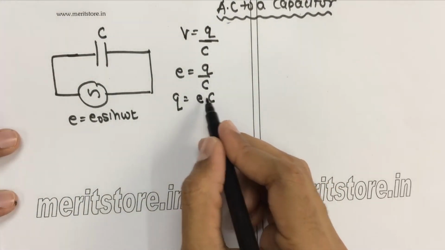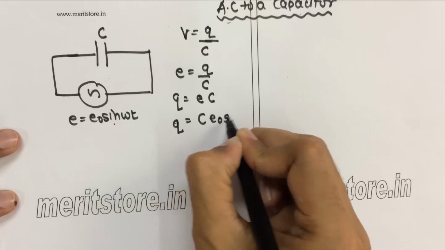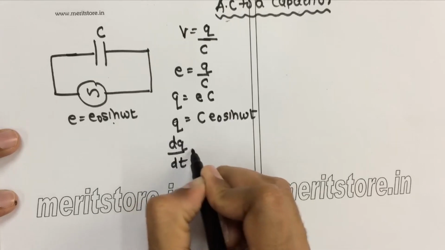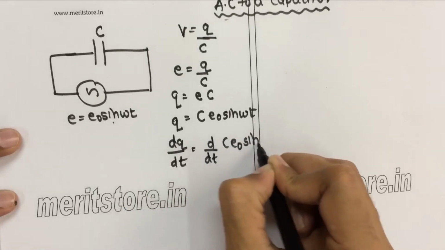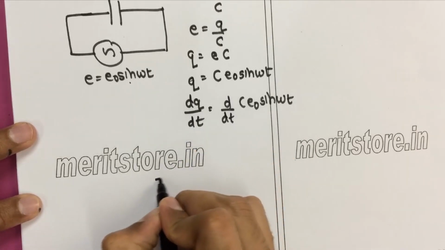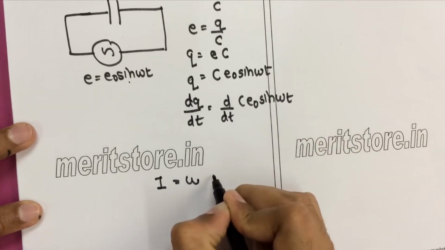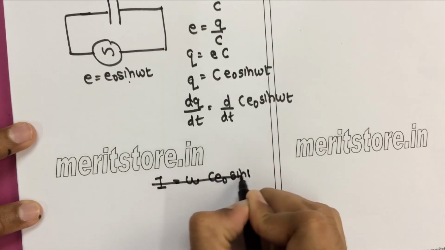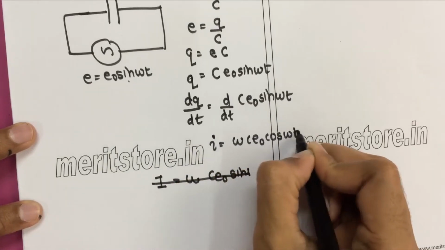Now your Q equation becomes Q equals E into C. Here E is the applied EMF, E equals E0 sin omega t. So if we substitute that, we get Q equals C E0 sin omega t. Differentiating the charge with respect to time, dq by dt equals C E0 sin omega t differentiated. When you differentiate, dq by dt is nothing but the current, and that current equals omega C E0, and sine becomes cos. So your current I becomes omega C E0 cos omega t.